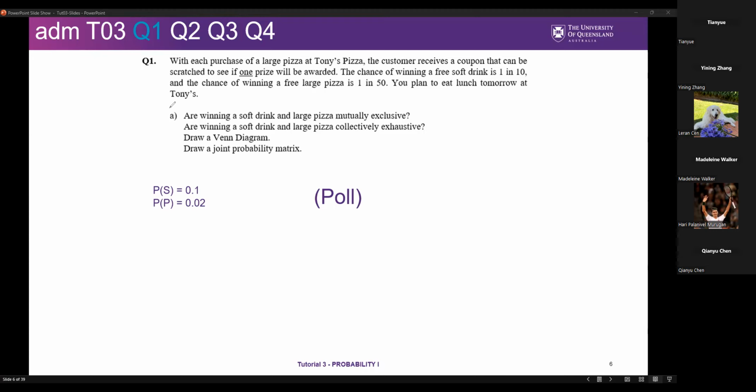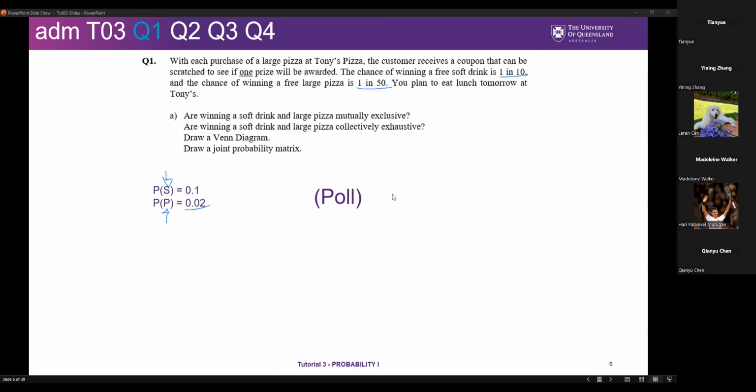Usually I try to also make things very visual, but there are a few notations that I think would be important for us to have during this tutorial. For example, let's call the event of winning a soft drink S. So the probability of S happening is 0.1, because it's 1 in 10, right? And the probability of winning a pizza is 0.02 because it's 1 in 50. Hope that is clear.